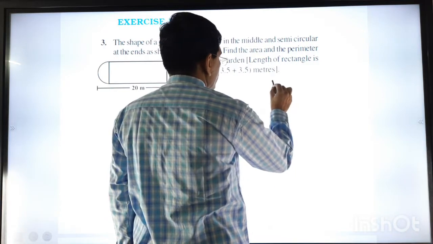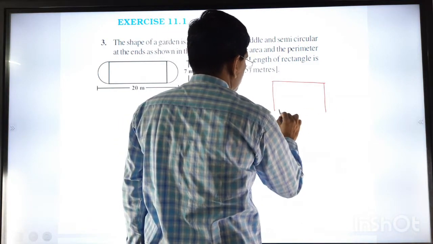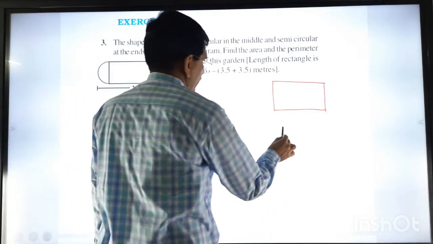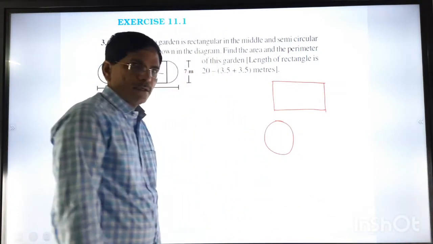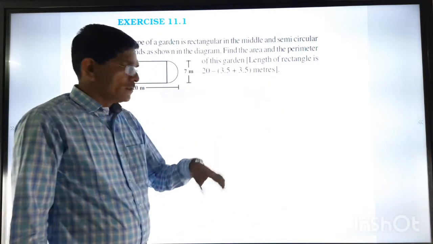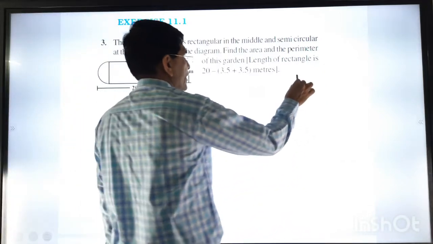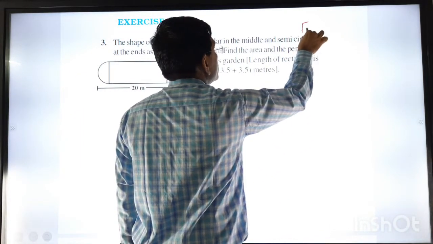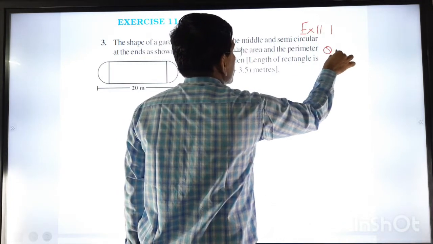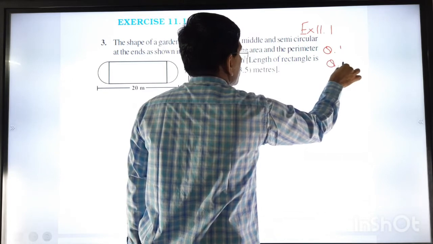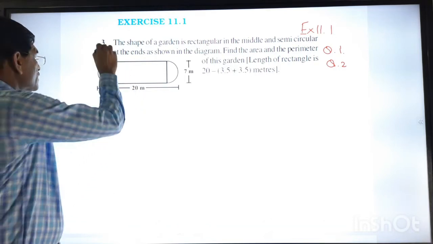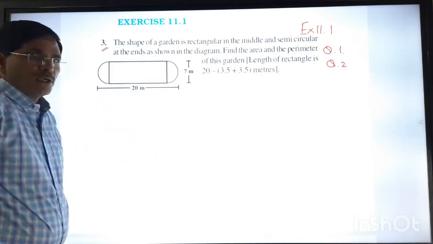In the last lecture, we discussed the rectangle and circle. Now we have started exercise 11.1. Question number 1 and question number 2 we have completed. Today we start from question number 3.